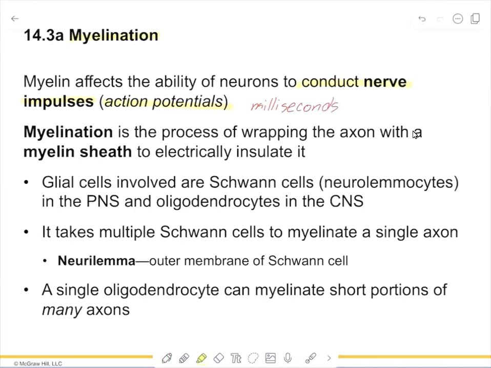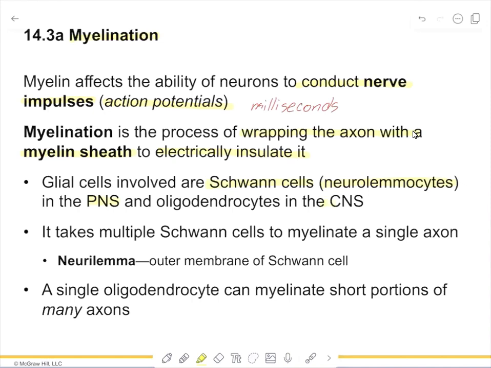Myelination is the process of wrapping the axon with a myelin sheath, kind of like you would wrap a cable with electrical tape. And the purpose of this is to electrically insulate it so that the signal travels down an axon much faster. And this happens in both the central nervous system and in the peripheral nervous system, in the glial cells that you just learned about. In the peripheral nervous system, there are neurolemmocytes, which are also called Schwann cells, which wrap the axon so that the signal travels much faster.